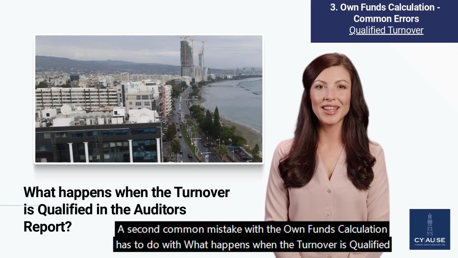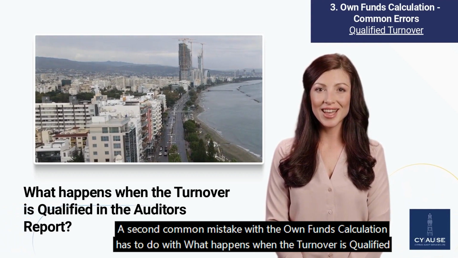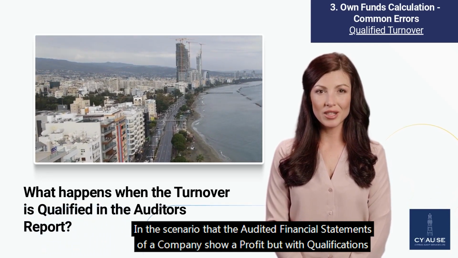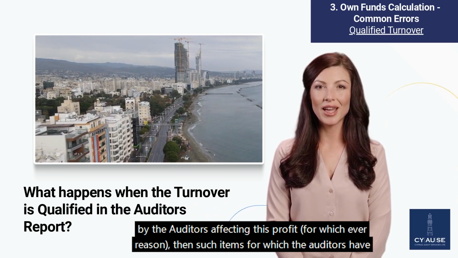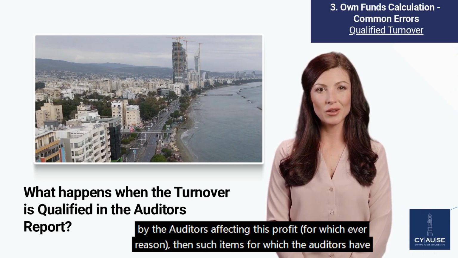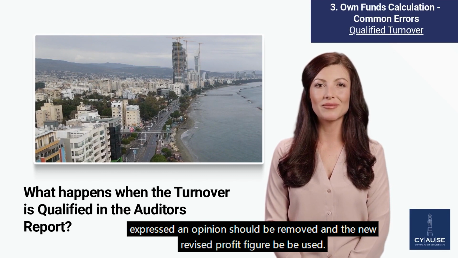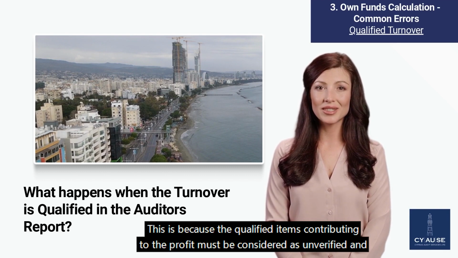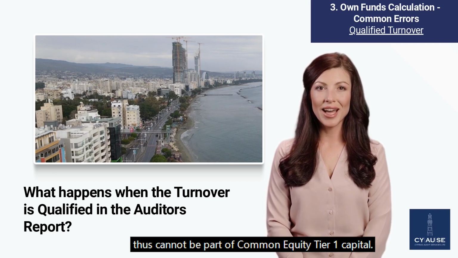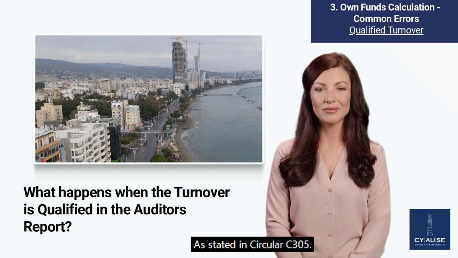A second common mistake with the own funds calculation has to do with what happens when the turnover is qualified in the auditor's report. In the scenario that the audited financial statements of a company show a profit but with qualifications by the auditors affecting this profit, for whichever reason, then such items for which the auditors have expressed a qualified opinion should be removed and the new revised profit figure be used. This is because the qualified items contributing to the profit must be considered as unverified and thus cannot be part of common equity Tier 1 capital, as stated in Circular C305.